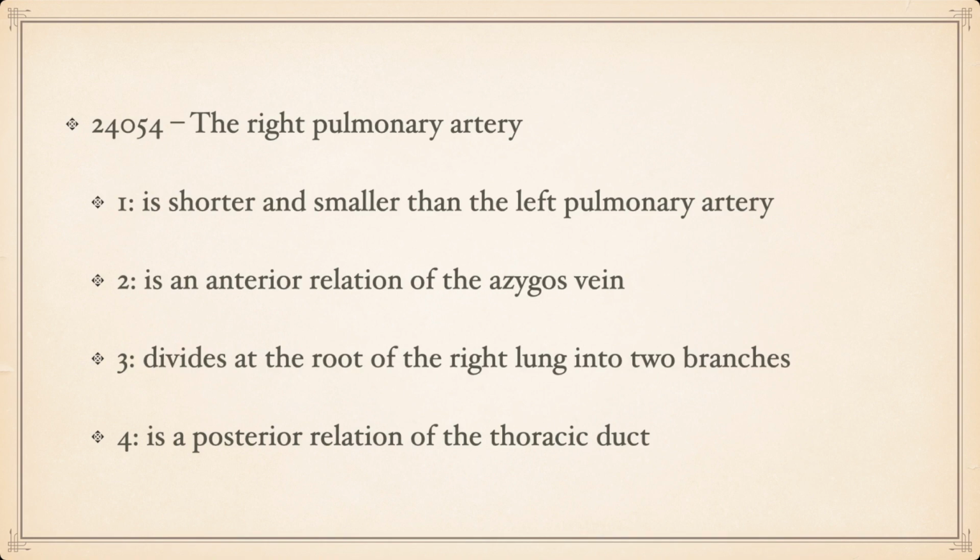3 divides at the root of the right lung into 2 branches. Yes, that's true. So at the root it does divide. So it's actually outside of the lung hilum that it's already given off its upper lobe branch. And 4 is false. It is a posterior relation of the thoracic duct. You remember where the thoracic duct lives? It's one of the 4 birds of the posterior mediastinum. So the thoracic duct is a posterior relation of the pulmonary artery in a sense.